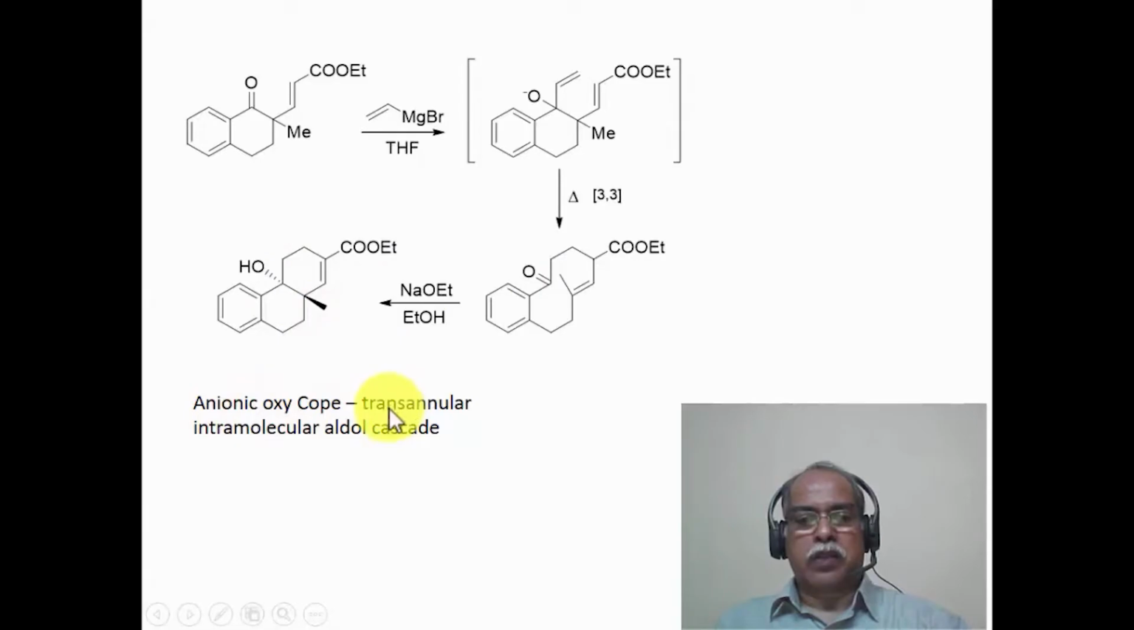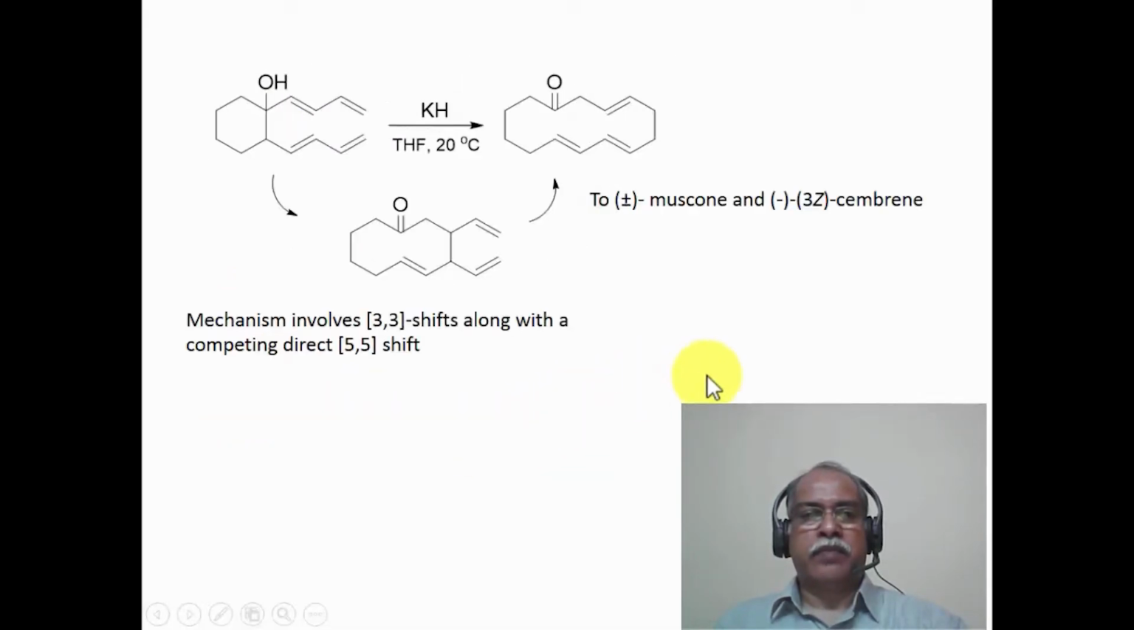So it is an anionic oxy-Cope followed by a transannular intramolecular aldol cascade, which will explain the formation of this particular system. So essentially from a decalin system, we have synthesized a hexahydrophenanthrene kind of a system by means of this sequence of reactions that takes place in this reaction.